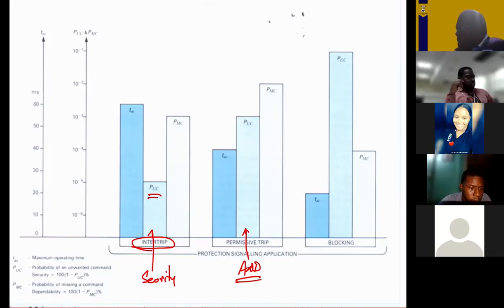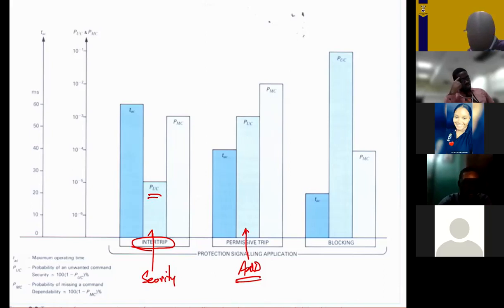If you look at the blocking scheme, security can be a little lower, meaning the probability of an unwanted command can be a bit higher. However, let's look at the reverse now for dependability. Because dependability now speaks about missing a command. Yes, Mr. Buchanan.